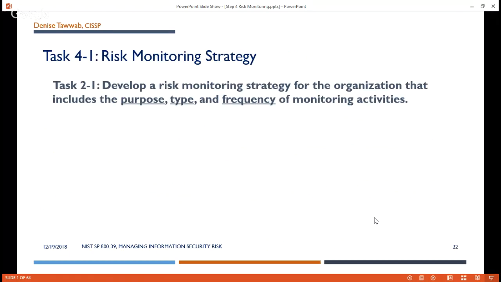Task 4.1, risk monitoring strategy. Develop a risk monitoring strategy for the organization that includes the purpose, type, and frequency of monitoring activities. So you have to develop a strategy. What is our purpose? What is the type of monitoring we're going to do? Is it going to be manual, automated, hybrid, and the frequency of our monitoring activities?